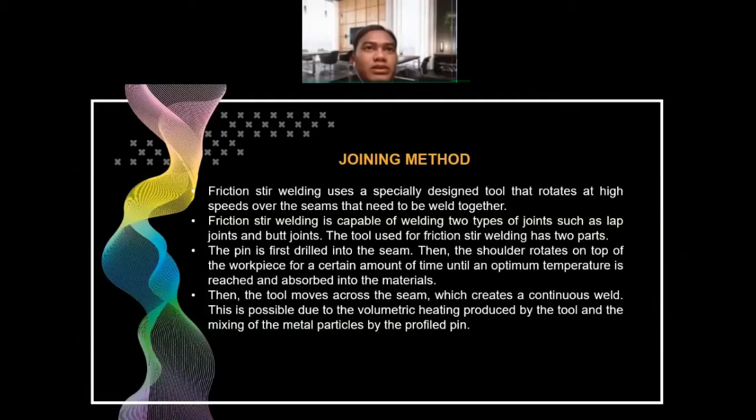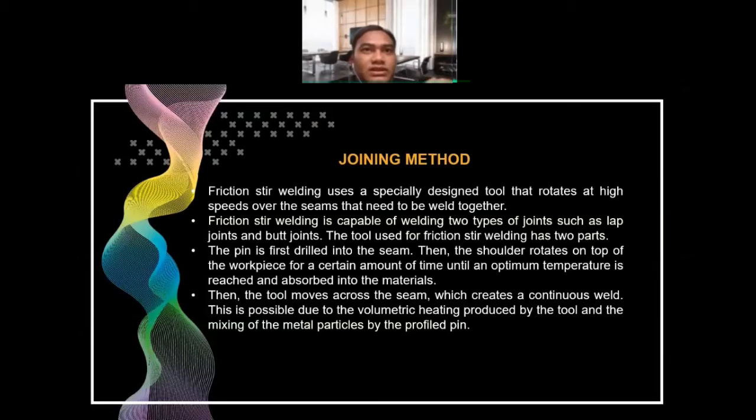Joining method. Friction stir welding uses a specially designed tool that rotates at high speed over the seam that needs to be welded together. Friction stir welding is capable of welding two types of joints such as lap joints and butt joints. The tool used for friction stir welding has two parts.